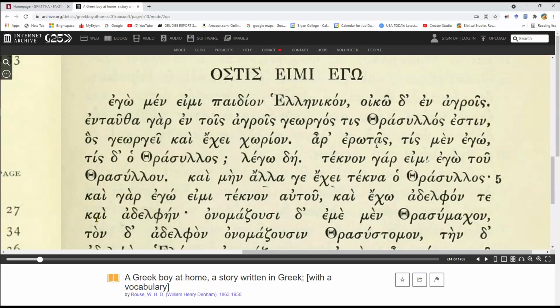So are we stuck? Okay. So we could go to the lexicon, but Rouse doesn't want you to do that. So you ask, tis men ego. Who, on the one hand, who am I? On the other hand, who is Thrasylos? So when Rouse was teaching this class, there's no English going on. He's just saying, ara erotos tis men ego, tis de ha Thrasylos, lego de.